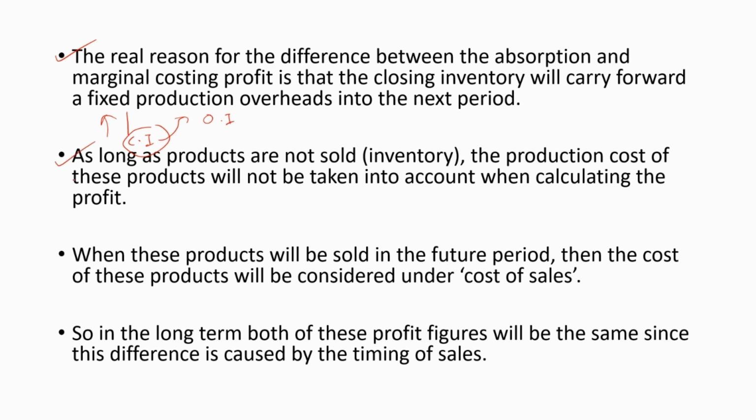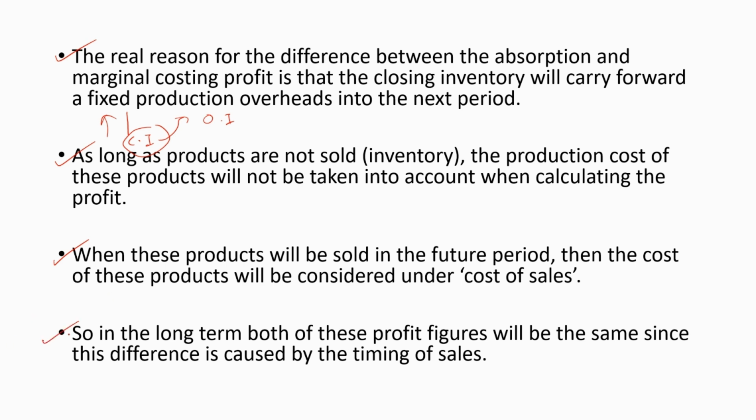As long as products are not sold, meaning they are in the inventory, the production cost of these products will not be taken into account when calculating the profit. This is what I just discussed about. We left out the production cost of the closing inventory into the next period. So we do not consider these production costs in the period we are calculating the profit. This is a limitation under absorption costing. When these products will be sold in the future period, then the cost of these products will be considered under cost of sales. When this happens, the production costs will be taken into account.